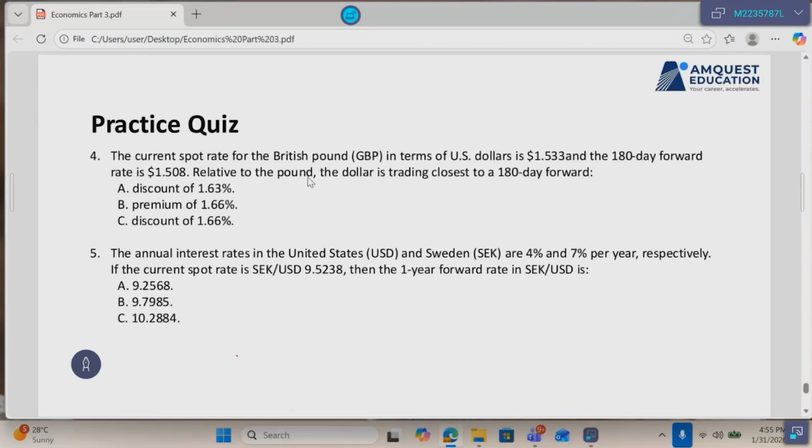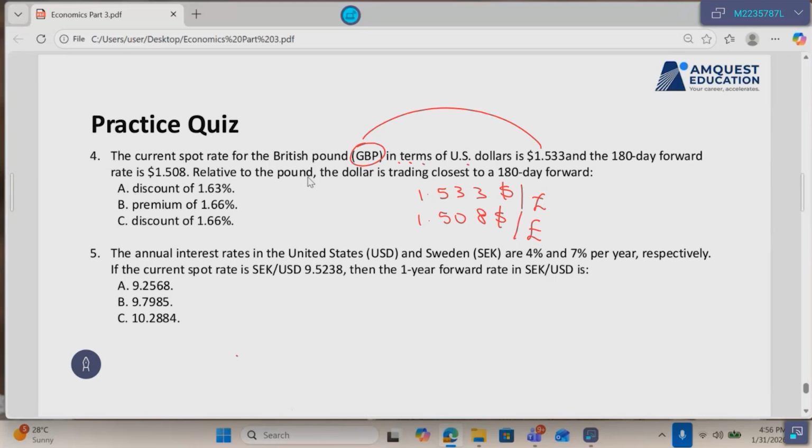Last two sums start. The current spot rate for GBP in terms of US dollars is how much? It is 1.533 dollars per GBP. Correct? The 180 day forward rate is 1.508 dollars per GBP. Right? So what is the meaning of this? Is the dollar trading at a discount or a premium?